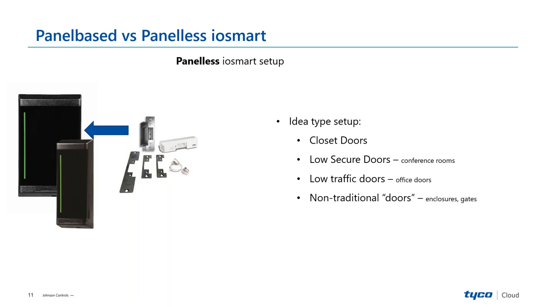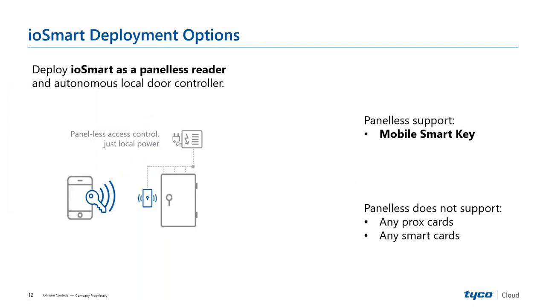With a couple of benefits, right? Far less door infrastructure because you really don't have a control panel. And two, from a security perspective, there's no local network either. So everything is handled via cloud and mobile, and the intelligence in the ioSmart reader. Thank you. And we're talking about that here.